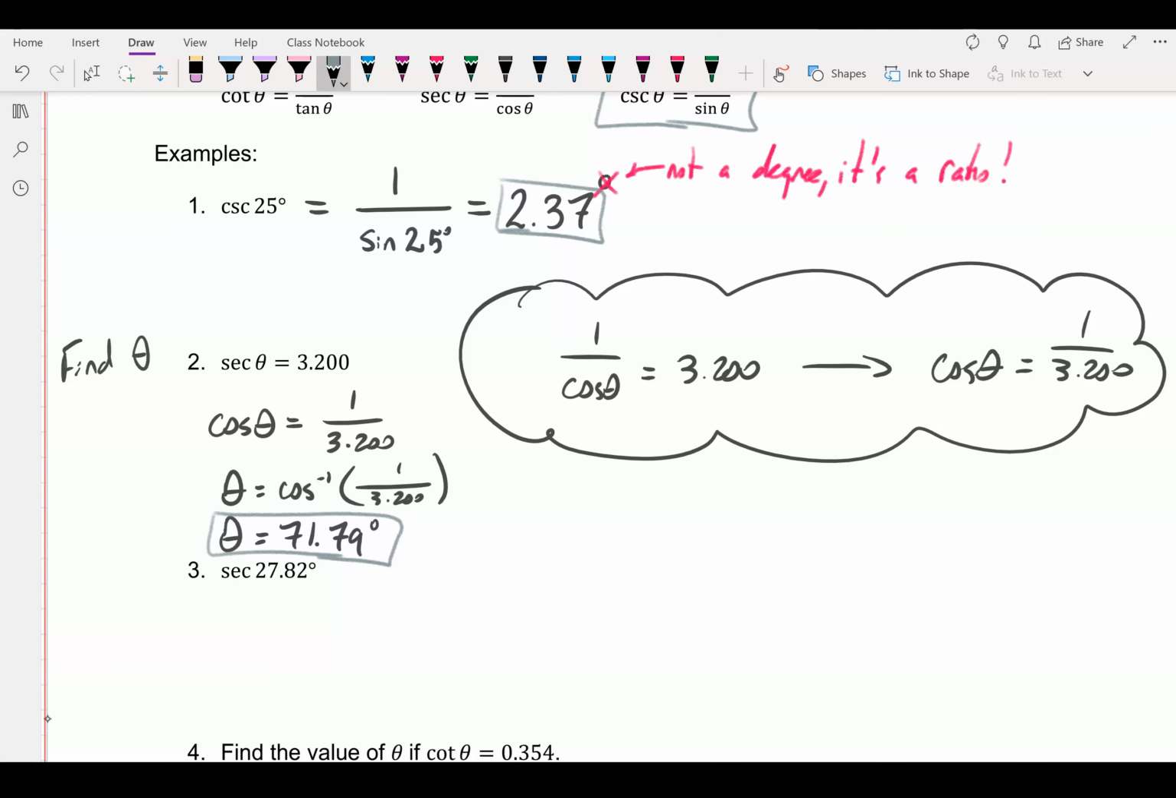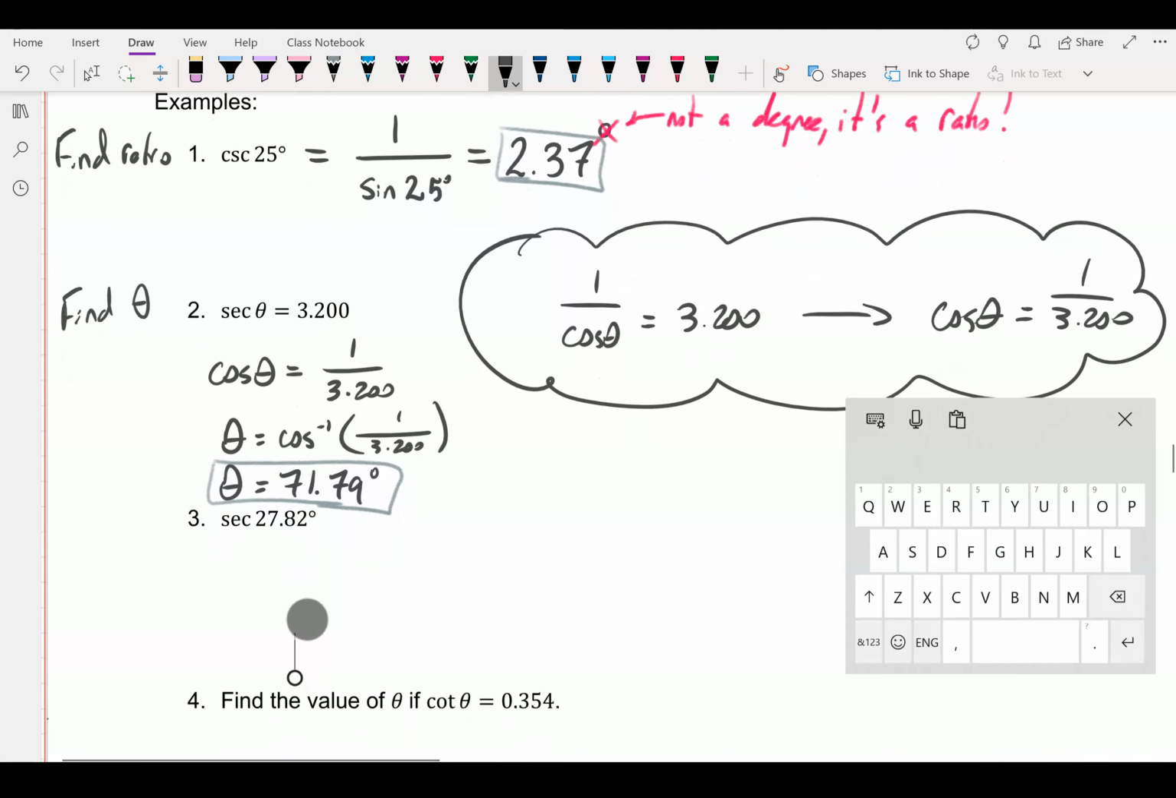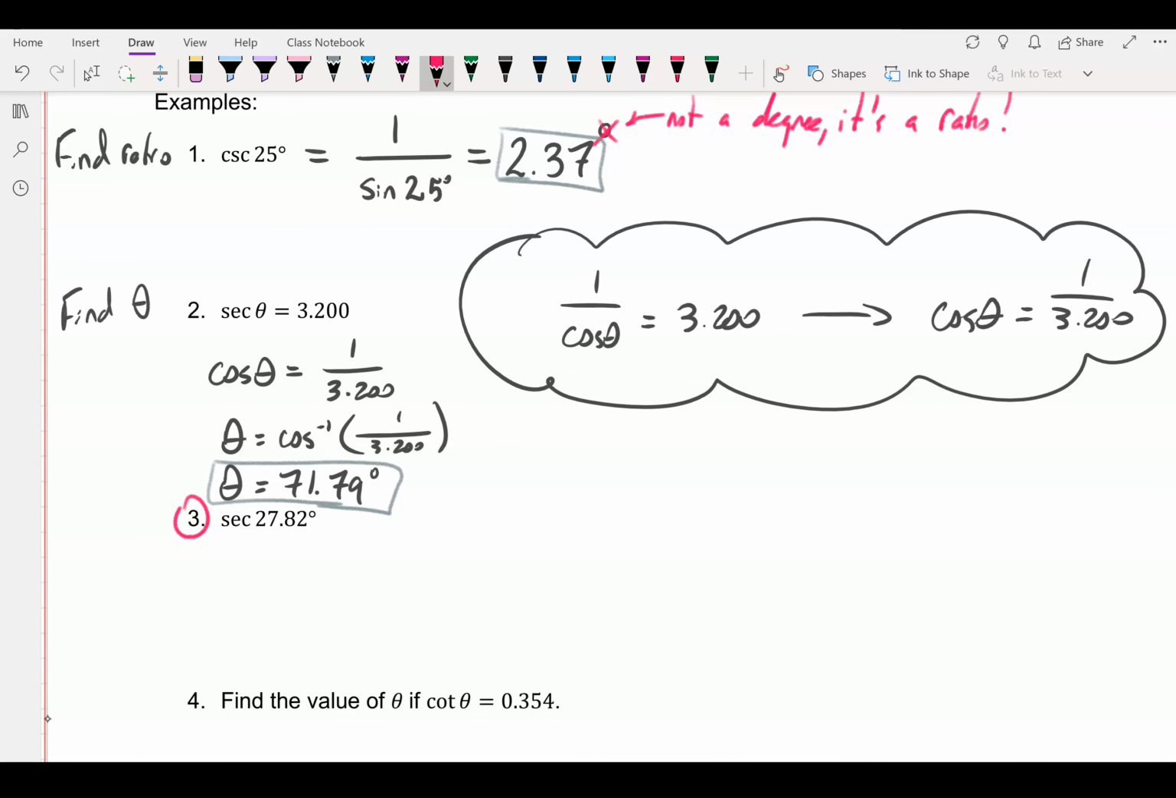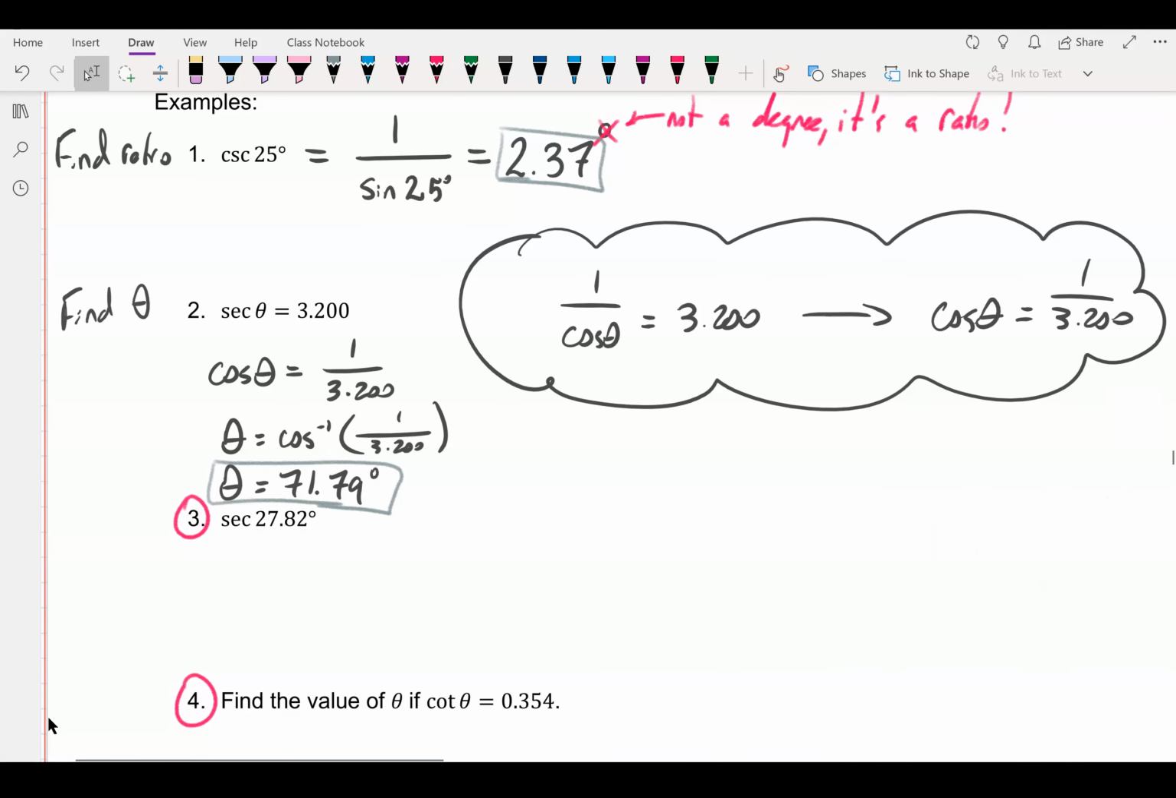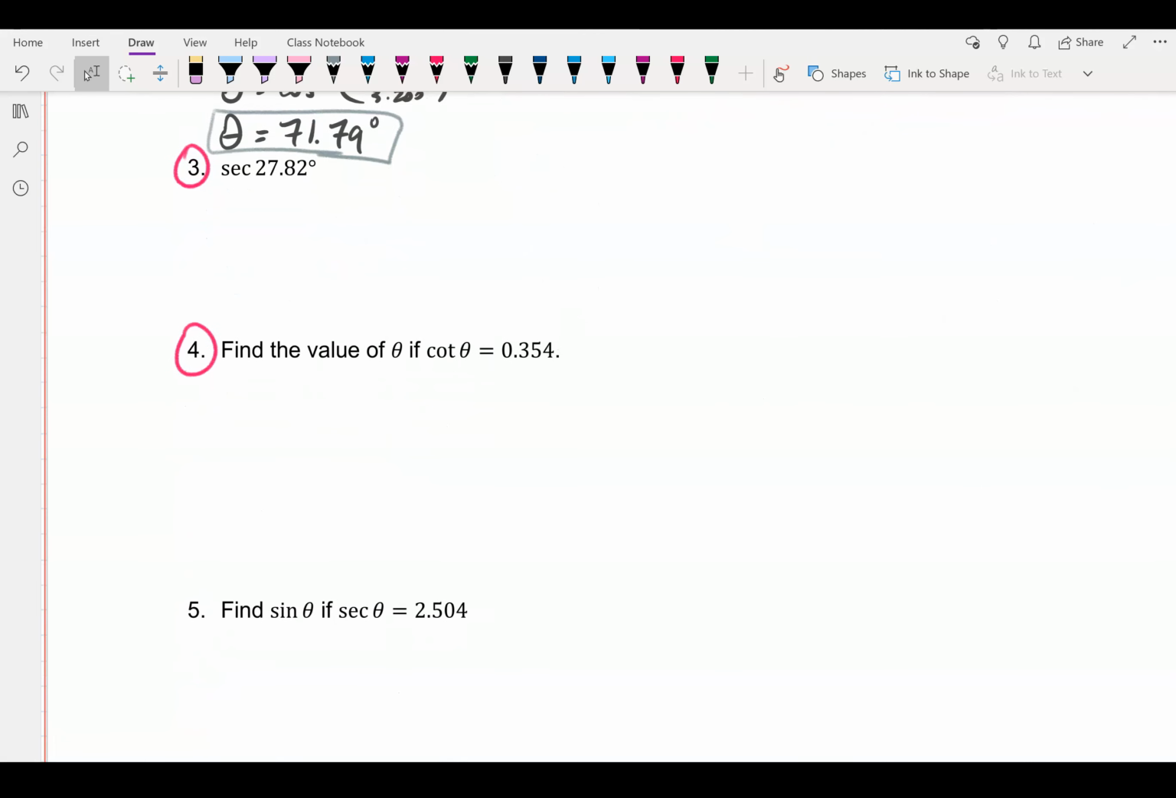So example 1 and example 2 are both kind of your special cases where, in the first case, you're trying to find the ratio, and in the second case, you're trying to find the theta. That's really all there is to it. So I'd like you to try 3. I'd like you to try 4. And then I'm going to write out my answers for that, and you tell me if you get it, okay? So I recommend you pause the video and try questions 3 and 4. I'm going to write out my solutions.